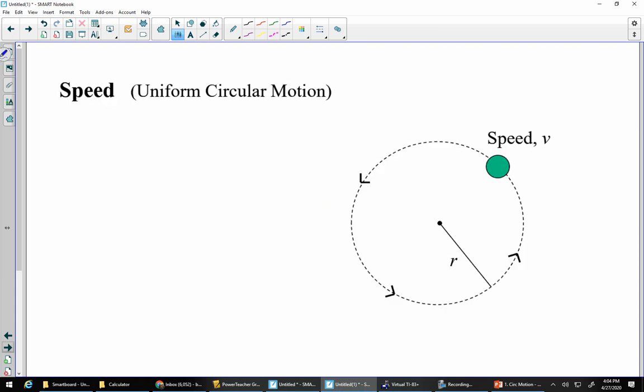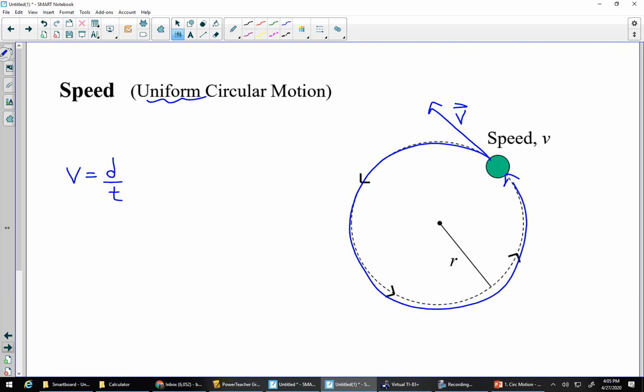As we go through, the first formula that we want to build here is speed. So here we have this thing moving around in a circular motion. Its velocity, notice I'm putting an arrow over the top, is always perpendicular to the radius, but its speed is how quickly it's going around in the circle. So speed has no direction, velocity has direction. Now, we're dealing with uniform motion, so speed is not changing. Velocity is constantly changing, but speed is not changing. And if speed's not changing, we're dealing with v is equal to d over t.